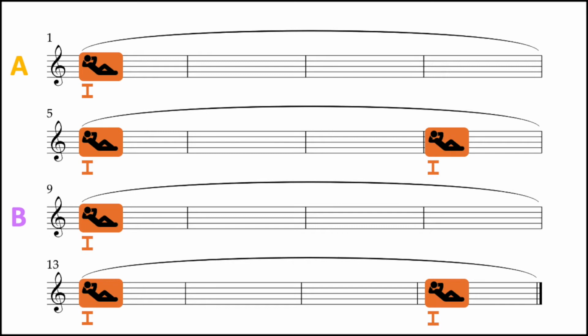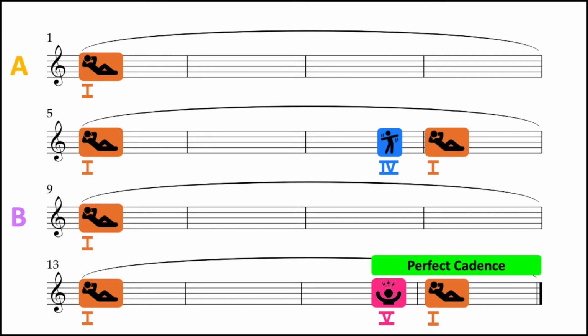We can emphasize or heighten this closure by preceding the tonic chord with a subdominant or dominant chord. The 2 final chords of a phrase create a cadence. Chord 5 to chord 1 create a perfect cadence, while chords 4 to chord 1 create a plagal cadence. A perfect cadence gives a stronger sense of closure, but both of these cadences are appropriate to use at the end of a section of a composition.